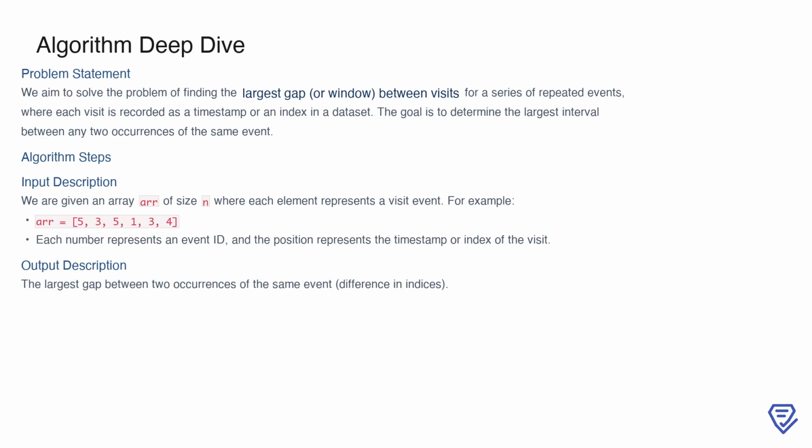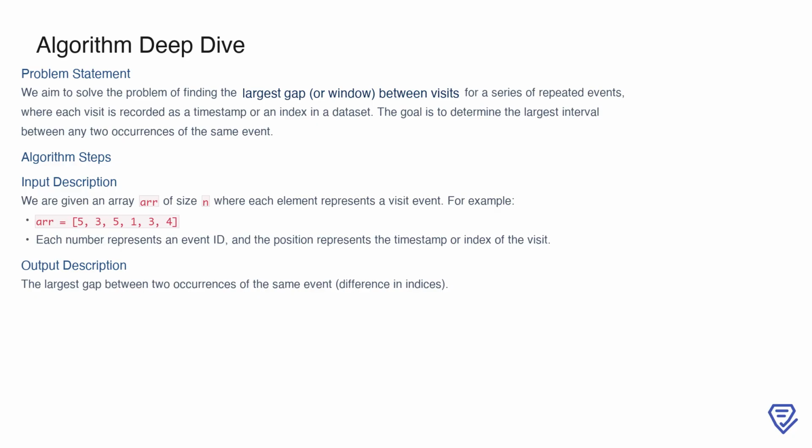In this problem, we aim to find the largest gap, or window, between visits for a series of repeated events. Each event is represented by a number in an array, and the position of that number corresponds to the timestamp or index of the visit. For example, in an array like 5, 3, 5, 1, 3, 4, the event ID 5 appears at indices 0 and 2, so the gap between the two visits is 2.